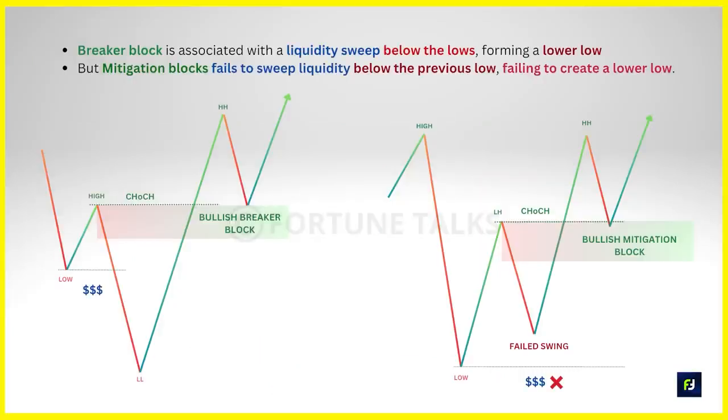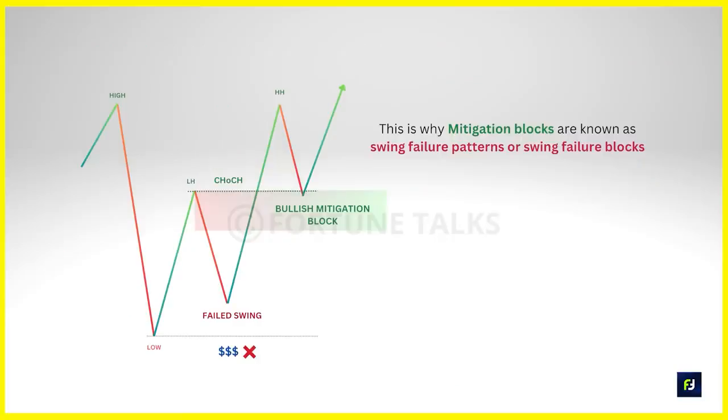As you can see, the only difference between a bullish breaker block and a bullish mitigation block is that the breaker block is associated with a liquidity sweep below the lows, thereby forming a lower low. But in case of mitigation blocks, price fails to execute a liquidity run below the previous low, thereby failing to create a lower low. This is the reason why mitigation blocks are also known as swing failure patterns or swing failure blocks.